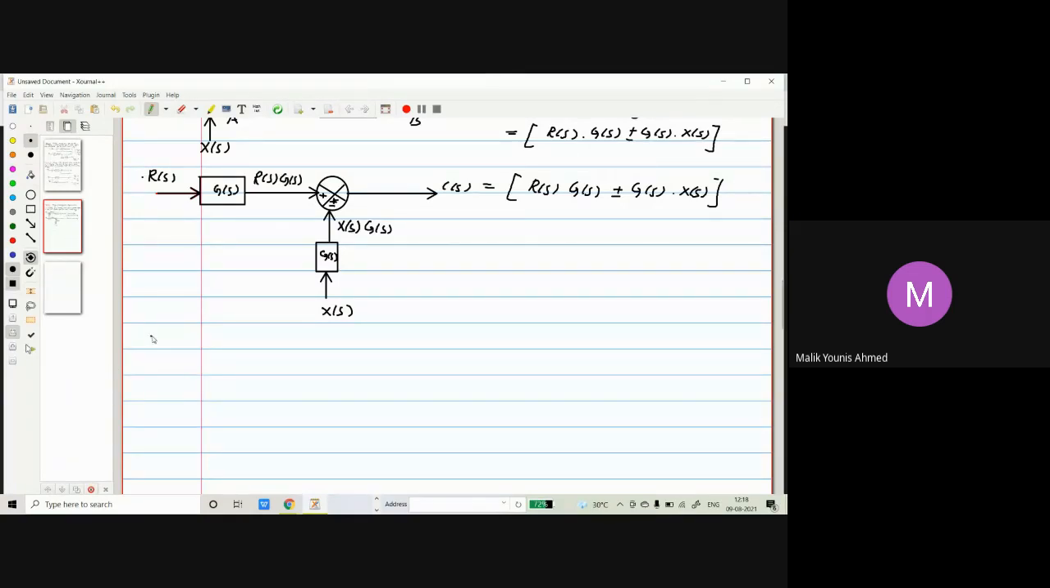So next we have rule number 6. Rule number 6 is a bit the converse of this. The rule says moving a summing point ahead of a block. Moving a summing point ahead of a block. Okay. So how can we do this?